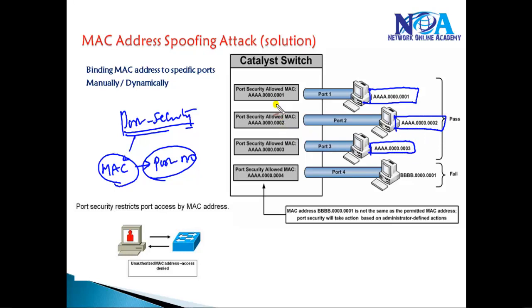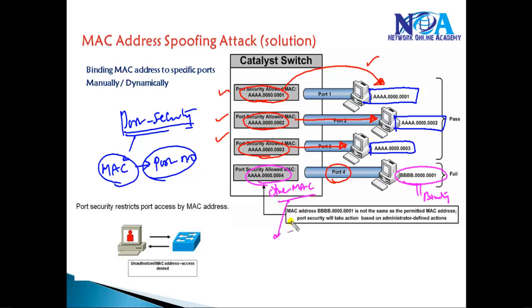If the traffic is received from the MAC address which is bound to the port number, it's going to accept the traffic. You can see the MAC address, whatever is bound here, it's going to accept the traffic. But for a particular port number 4, in my scenario, the actual binding of the MAC address is BBBB. This is what we did the binding. If it receives any other MAC address which is not part of the binding, it's going to simply drop that particular traffic.